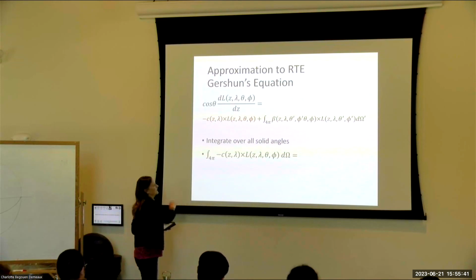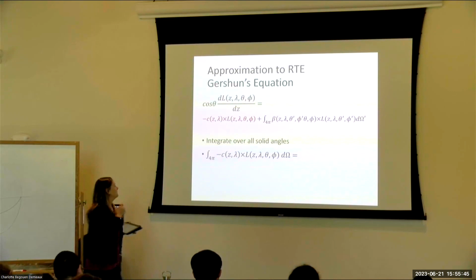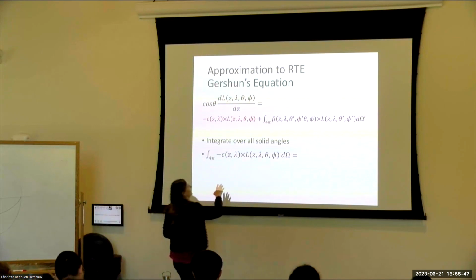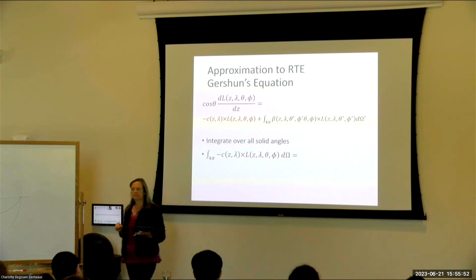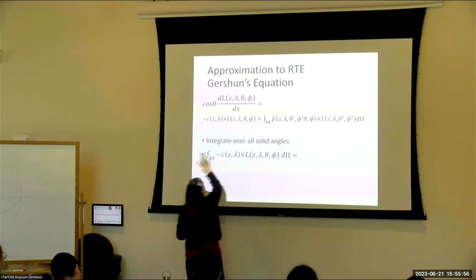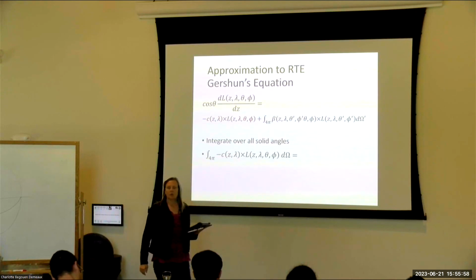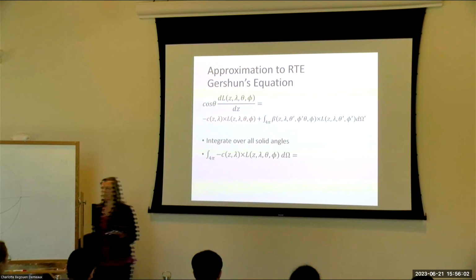Now we're going to integrate C times L over all of the angles. So now we're looking at the integral of L, but no cosine. And C is not dependent upon angles, so pull that out. What's the integral of L without a cosine?